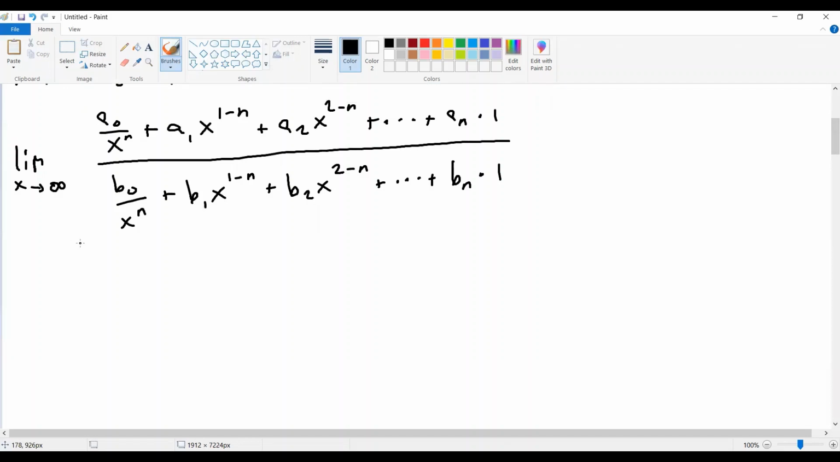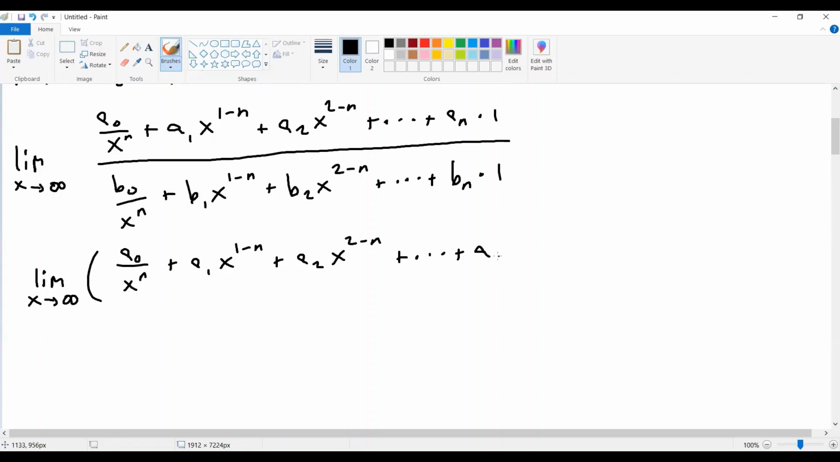One of those limit properties is that the limit of the quotient is also the quotient of the limits. In other words, I can take the limit in the numerator here. The limit as x approaches infinity of a sub 0 over x to the n plus a sub 1 x to the 1 minus n, a sub 2 x to the 2 minus n, and so forth. And then we'll just write down a sub n, simplify that. We don't include the times 1. And the denominator is going to look essentially identical. We'll just replace the a's with b's.